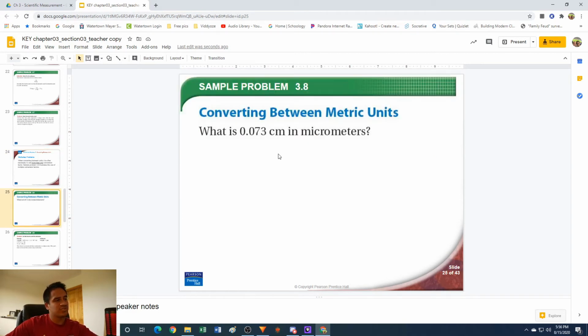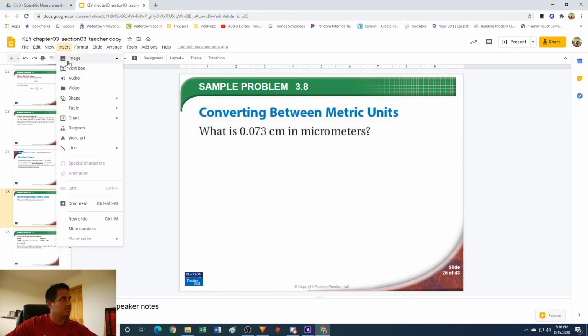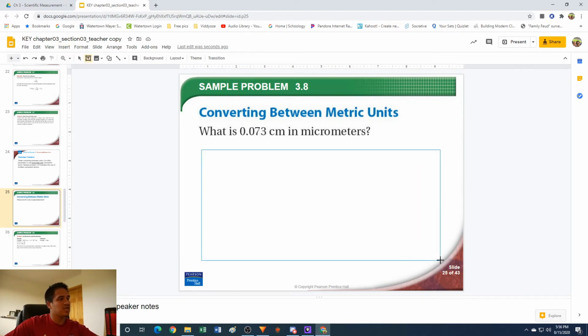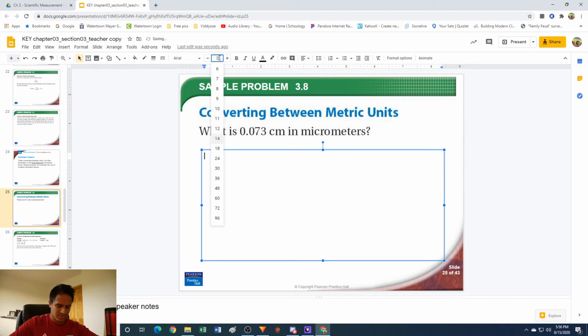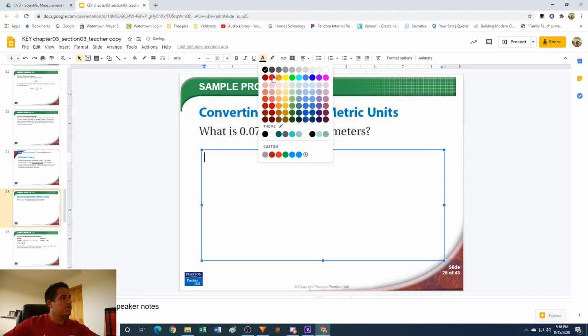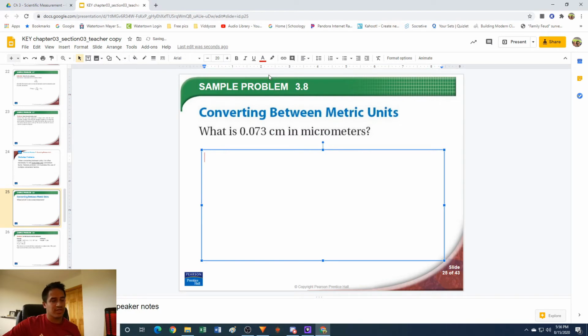Okay, so here's an example. What is 0.073 centimeters in micrometers? So this is going to be a two-step problem, and let's explain why. We're trying to convert from centimeters to micrometers. We could do this in one step if you know how many micrometers are in a centimeter. You might know that, you might not. You could Google it for sure. But let's think about it this way. How many centimeters are in a meter? What does centi mean? Centi means 100 times smaller. So we know that there are 100 centimeters in 1 meter.